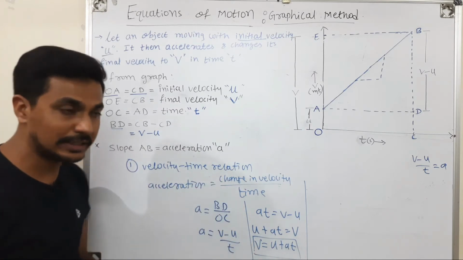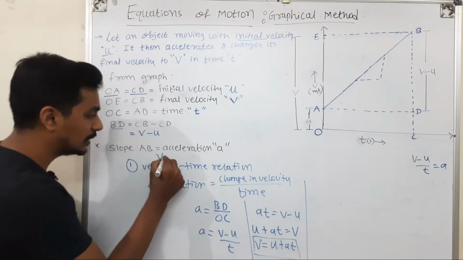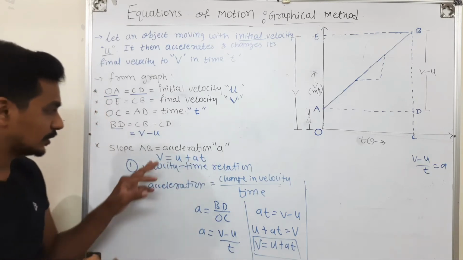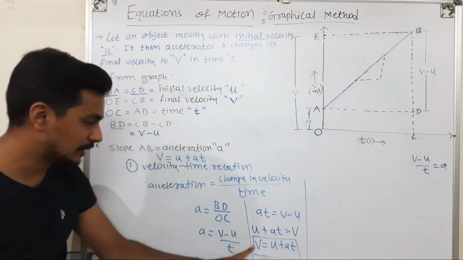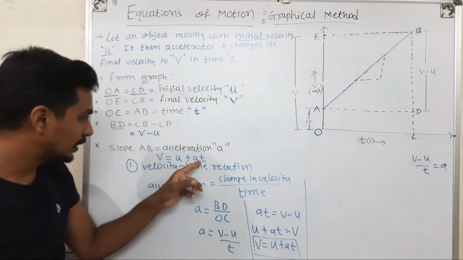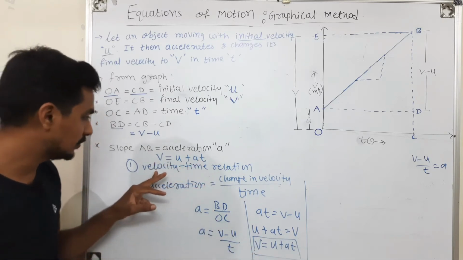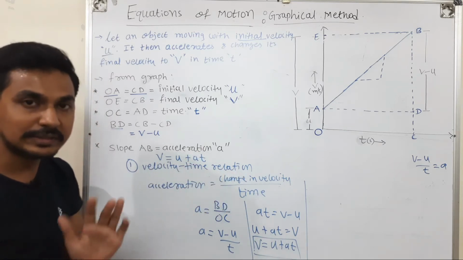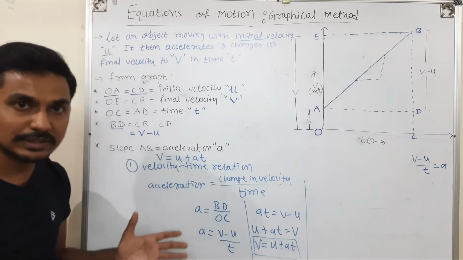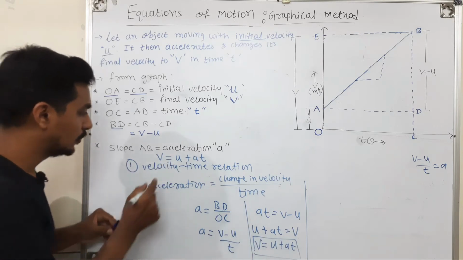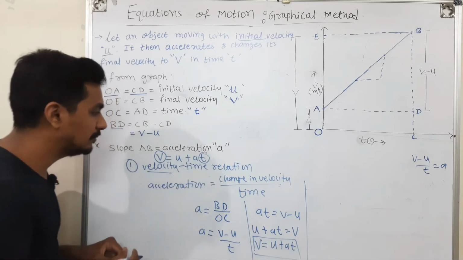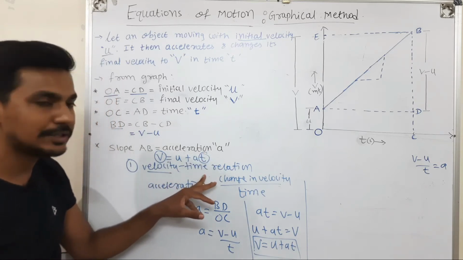Why is it called the velocity time relation? See, V is equal to U plus AT. So here the initial term is velocity, and here the final term is time. So it is the velocity time relation. This is a simple way to remember this equation: it is called velocity time because the initial letter is V and the final is time t.